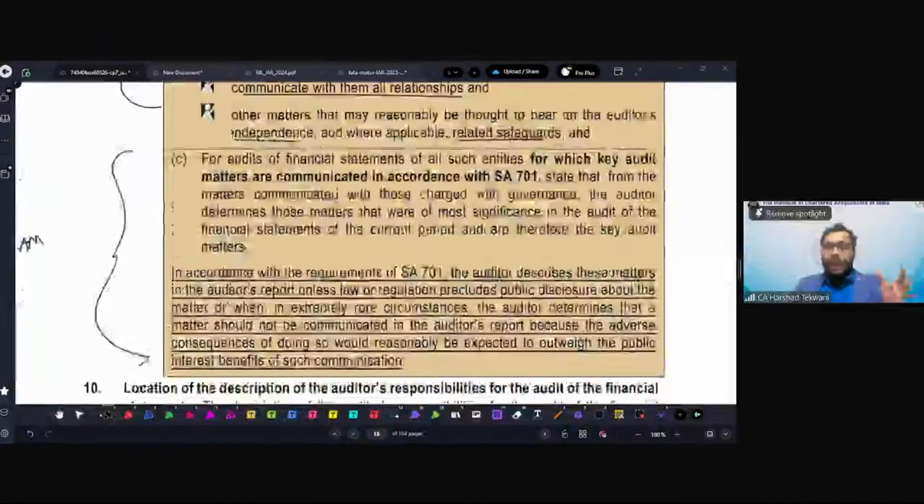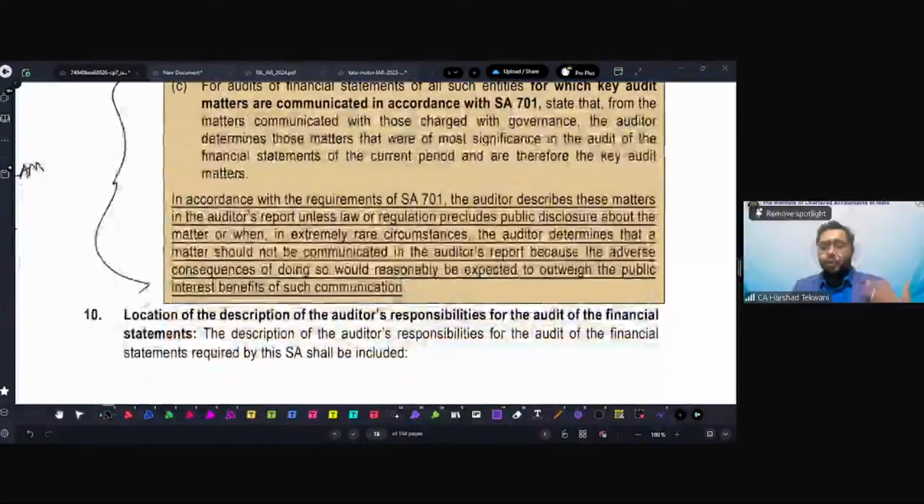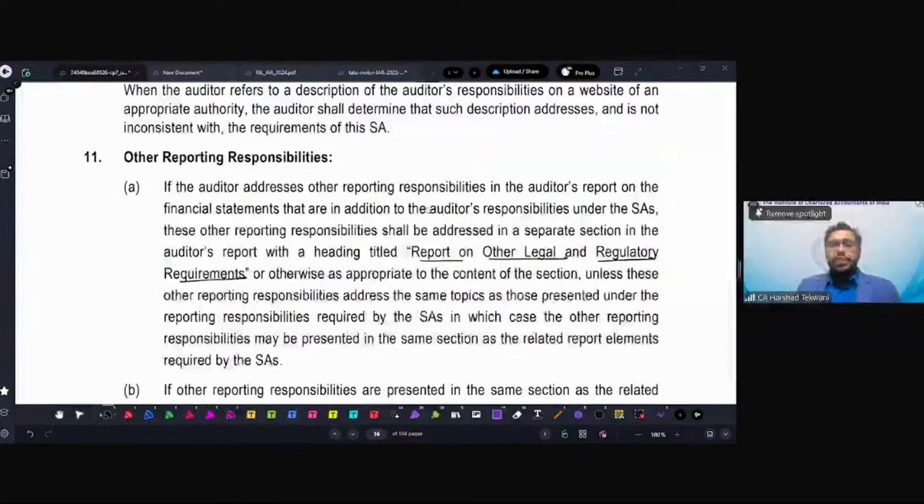Key audit matters. Again, remember I said I will discuss this paragraph with respect to the responsibility subsequent to the discussion of the key audit matter, SA 701. So that's why I left this paragraph. Okay. Then comes your next paragraph, which is your other reporting responsibilities, which is titled as report on the other legal and regulatory requirement.